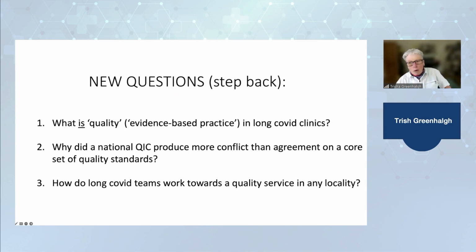So we took a step back, we stopped the Quality Improvement Collaborative, and we asked a slightly philosophical question, I suppose. What is quality in a long COVID clinic? How do we define it? And some of you may have seen some of those papers that we're doing a series for the British Medical Journal, really addressing that question. What is good long COVID care, but also what's good care for, say, breathing problems, what's good care for brain fog, et cetera, et cetera. So some of those are published, some of them are in the pipeline.